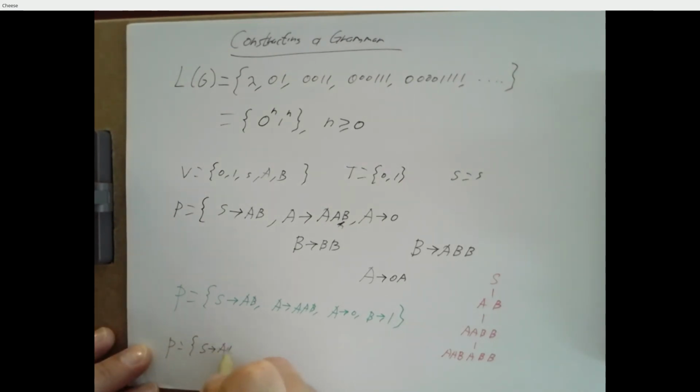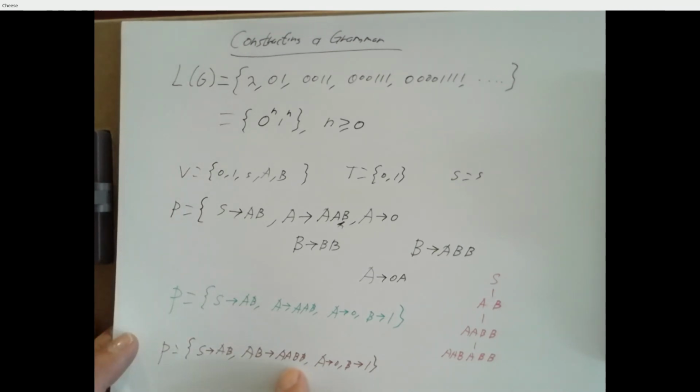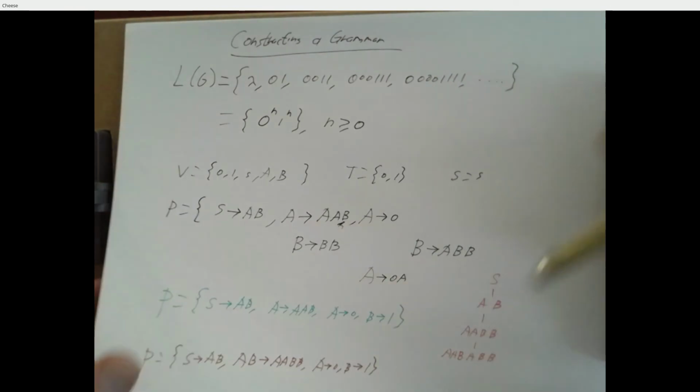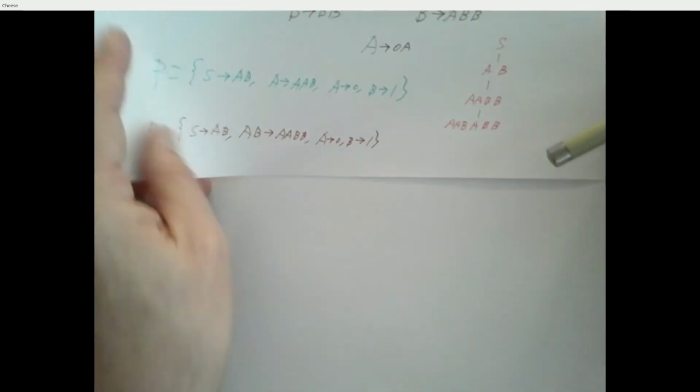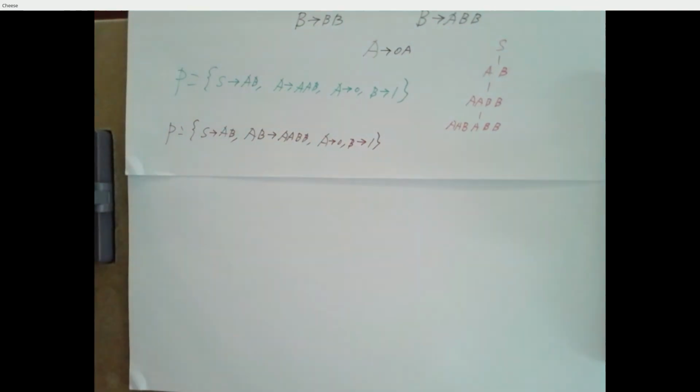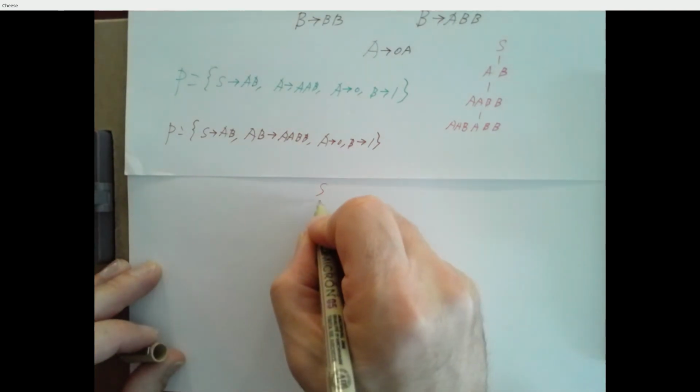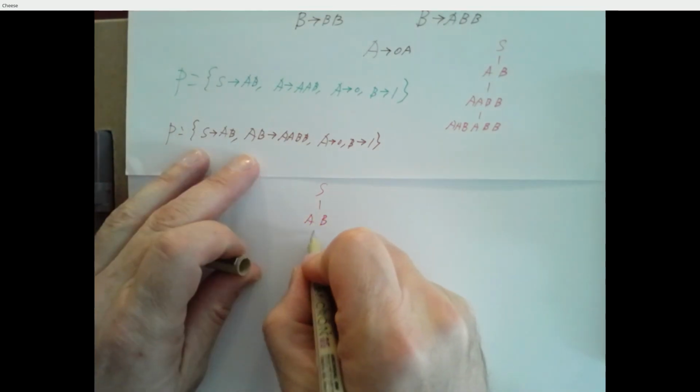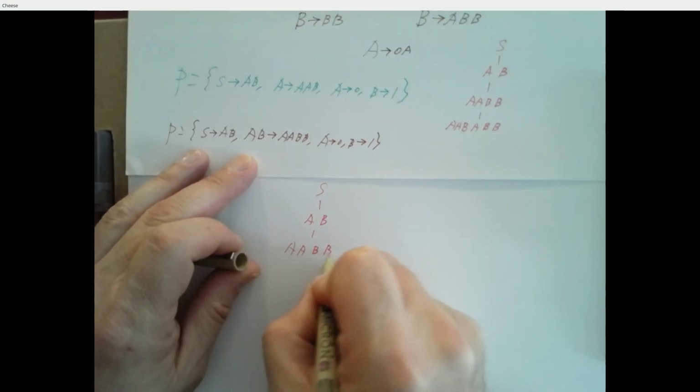So still S goes to AB. And then what do you suggest? AB goes to AABB, and A goes to 0, or B goes to 1. So they can't change without both changing. Okay. So S goes to AB, AB goes to AABB. That I kind of like. So let's try S goes to AB, goes to AABB.